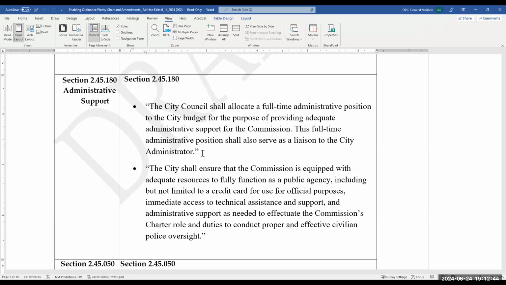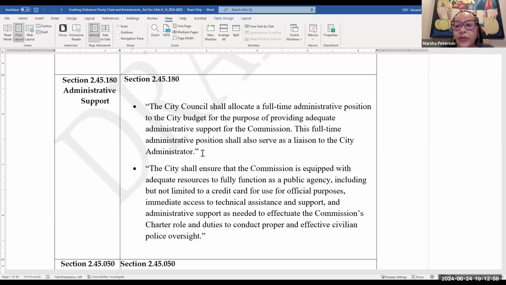I will just say this is a floor, so when budget or someone else is looking at this going forward, there will just be a legal requirement that there's one position, if I were to read this section right now. Well, I certainly don't want that. So it might be more valuable to say something like, at minimum, the city council shall allocate 2 full-time positions to the commission budget for the purpose of providing adequate support for the commission. And then you've got your floor of 2 positions. And in addition, the city administrator shall appoint a liaison on their staff to the police commission.